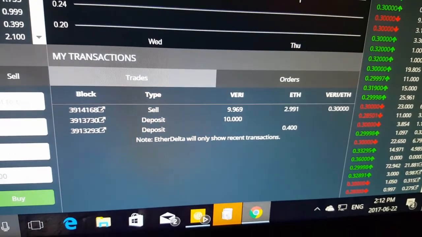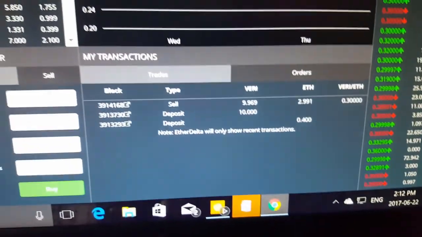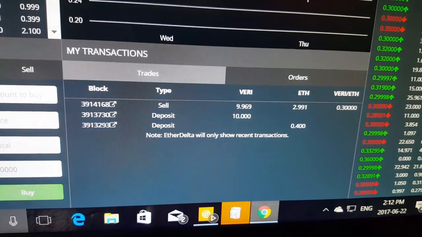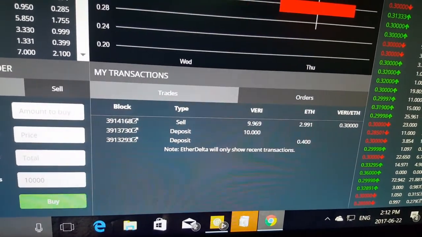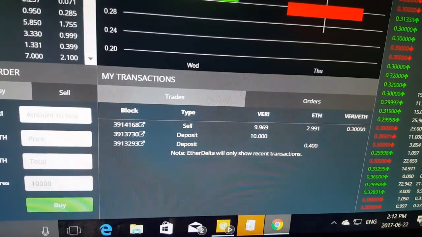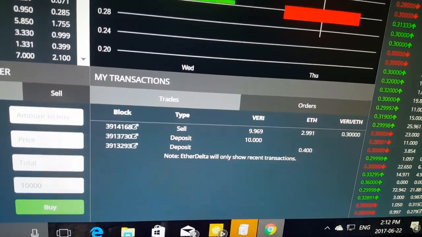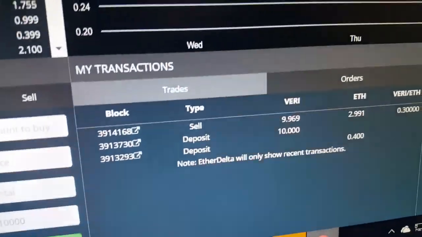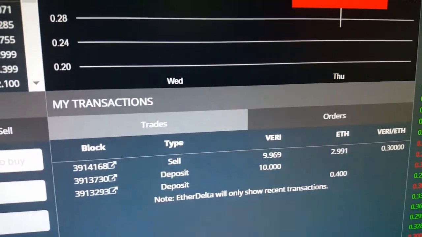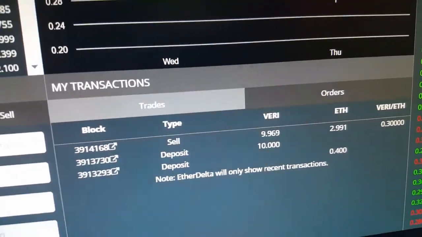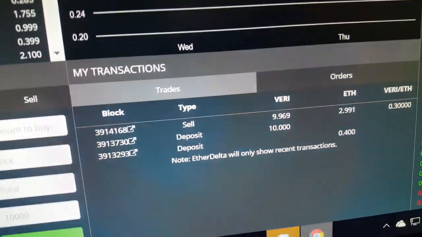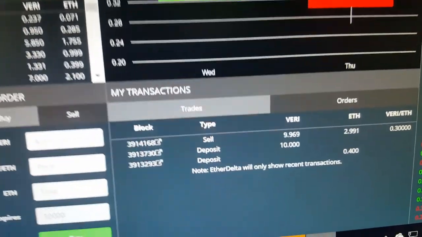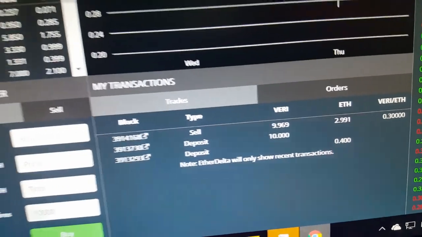And whatever Ethereum is at this moment at 2:12 p.m. on June 22nd, 2017. Last I checked, it was like $330 per Ethereum. So, as you can see, I just pulled out a little over $1,000. So it was 10 Veritaseum, it would have been $60. Not bad.